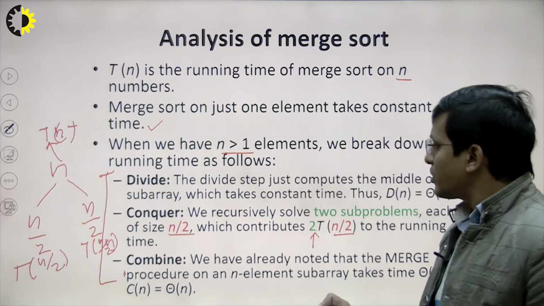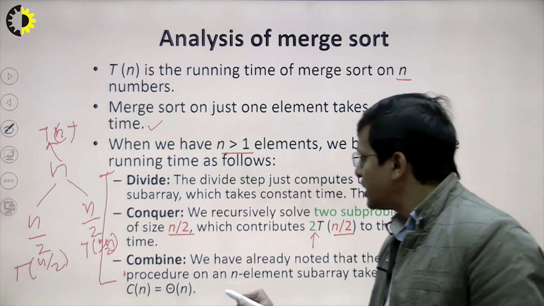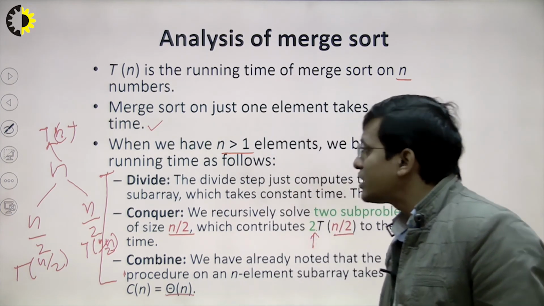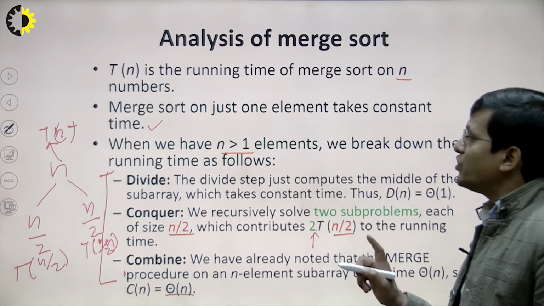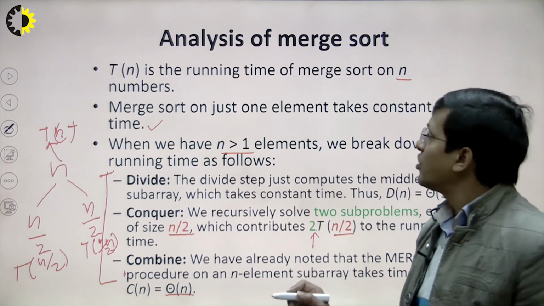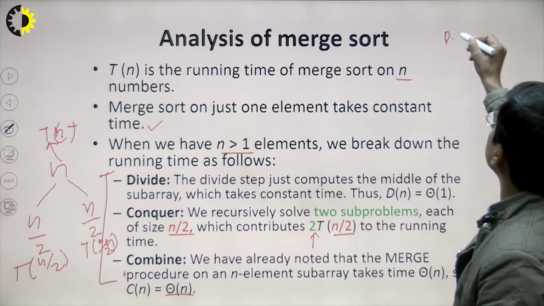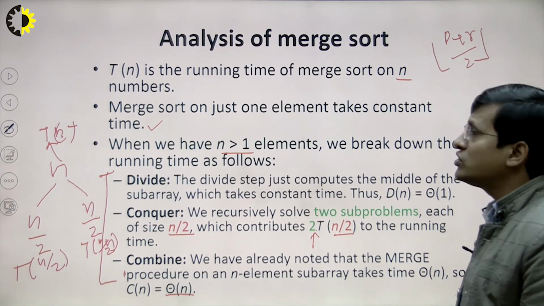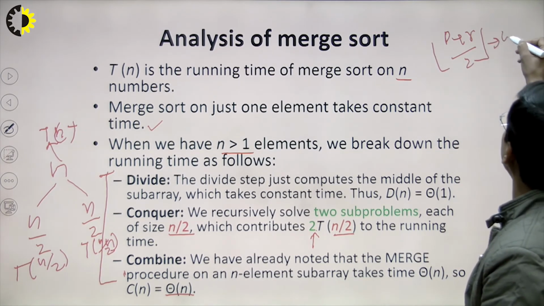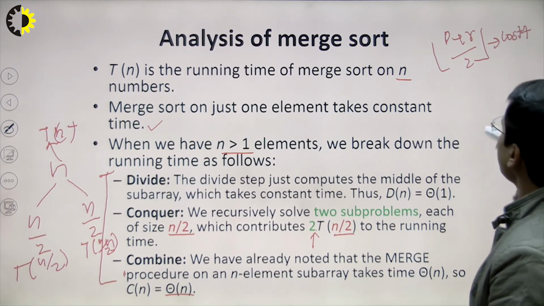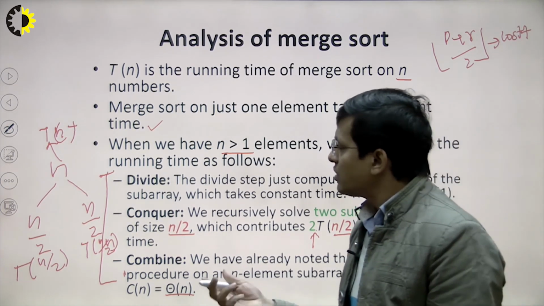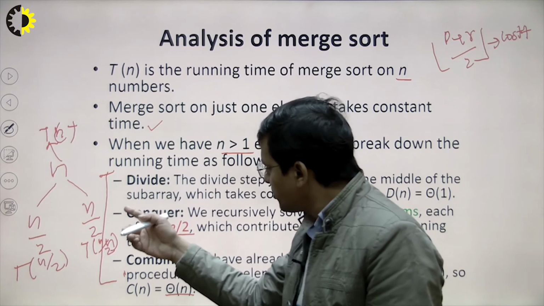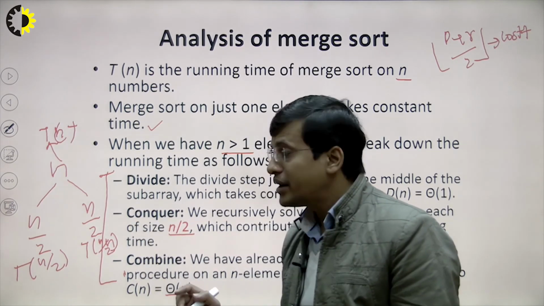In the combination approach in merge sort, we have seen that only linear time is needed, right? And division takes constant time, because we only compute the midpoint, that is (p + r) divided by 2. There is not any for loop, so this takes constant time. So the running time comes only from conquer and combine, right?